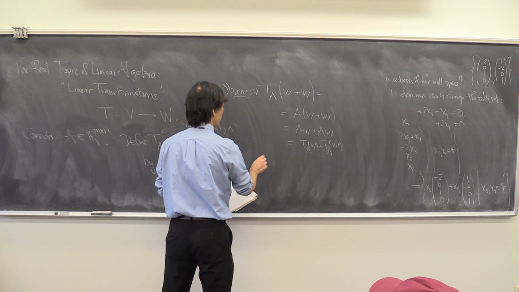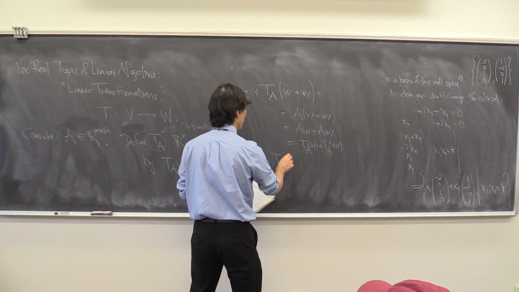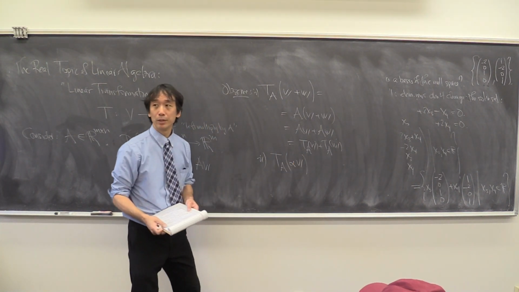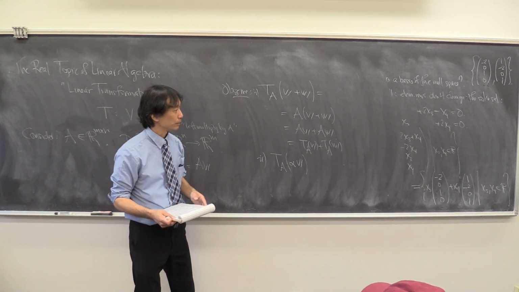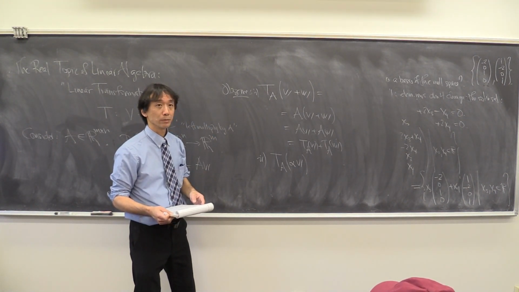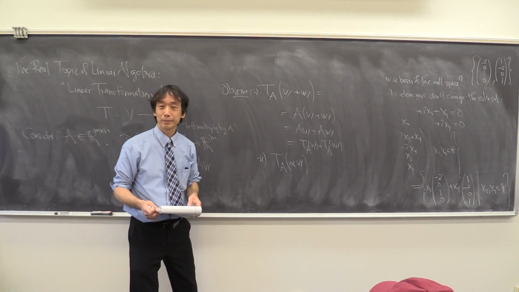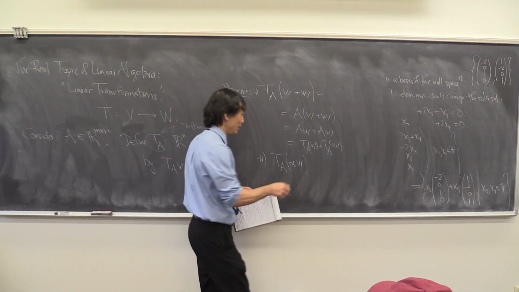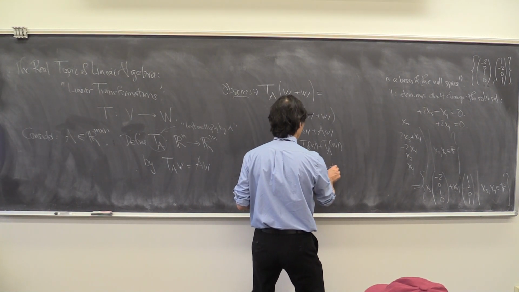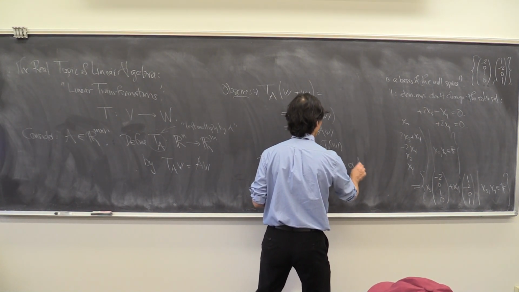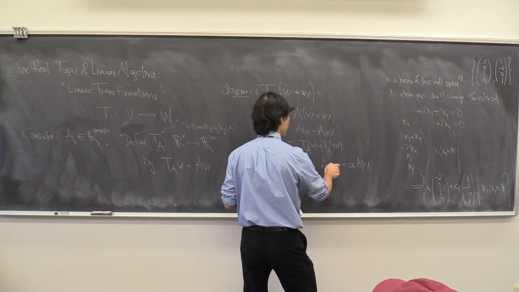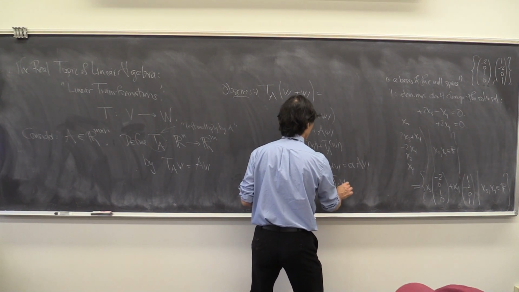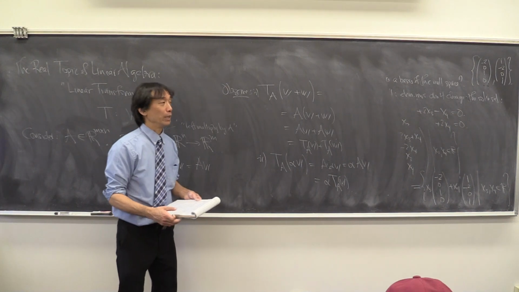Second thing I want you to observe is if I take T_A of V and multiply V by some constant alpha, what happens then? What do I get then? Yeah, alpha T_A V, right? Because I get alpha AV, which is the same thing as A alpha V, which is alpha T sub A of V.